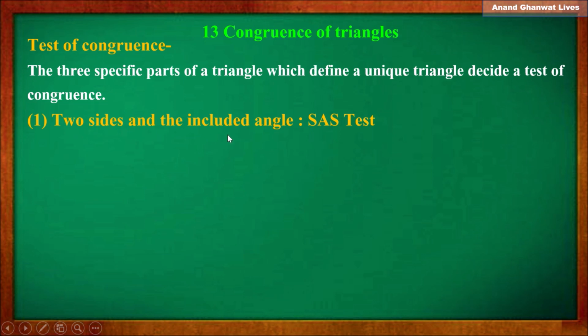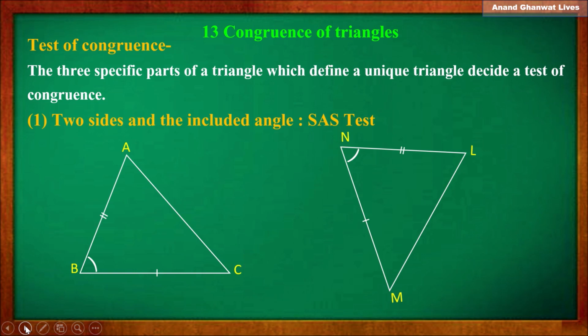Two sides and included angle is given. If two sides and included angle are given, that is the test SAS. Let us learn what the test SAS is. Now in this diagram, triangle ABC is given here and triangle LMN is given here.